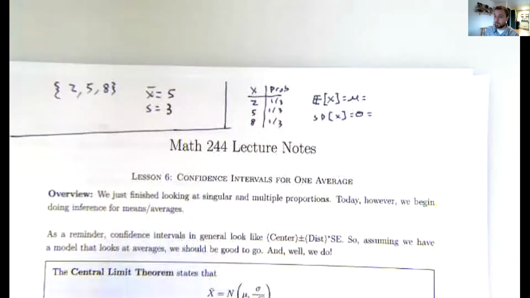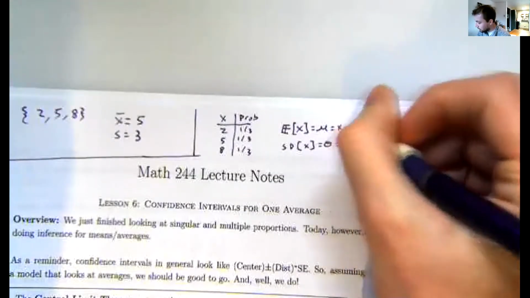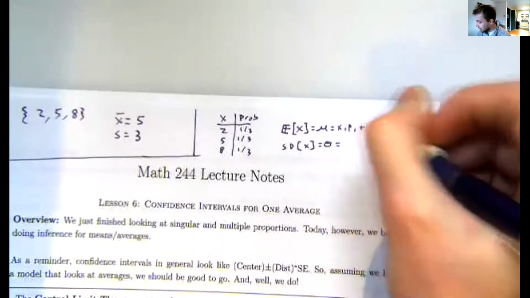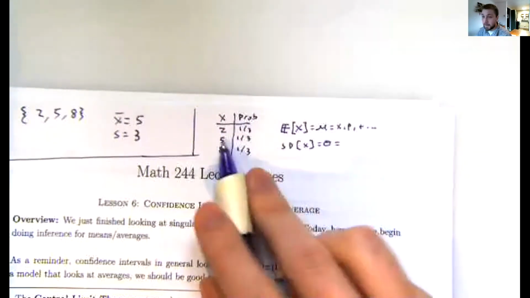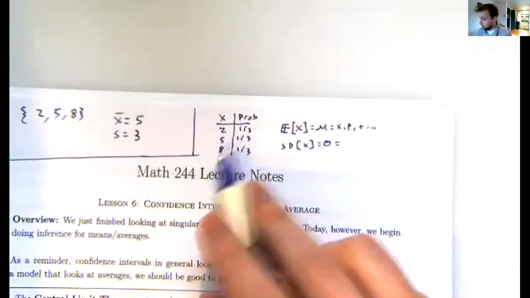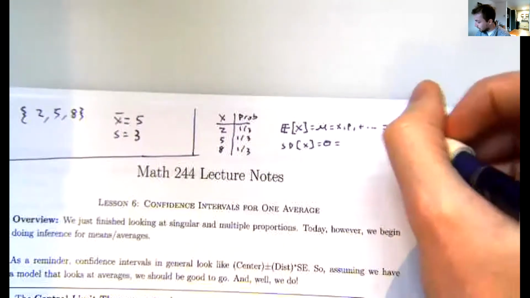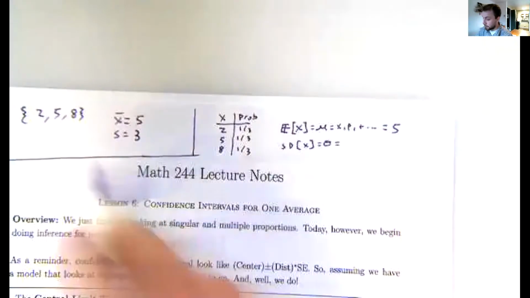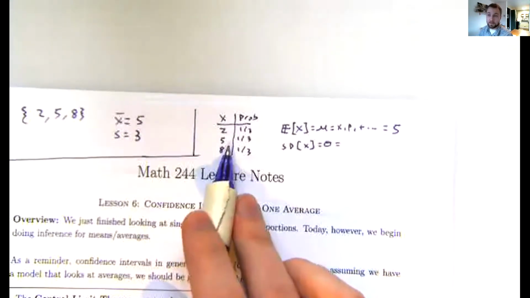When working with the population, I had slightly different formulas here. To find the average, I take the first x value times the first probability, and I add all of those things up. So I would have 2 times 1/3 plus 5 times 1/3 plus 8 times 1/3. And when I do that, I end up getting an average of 5, because in both of these, 5 is very clearly the middle or the average.